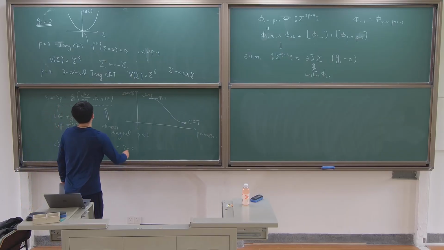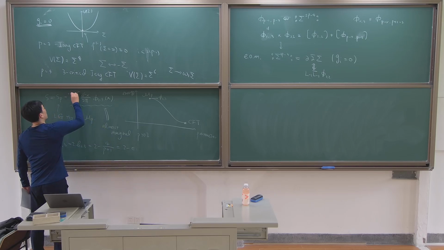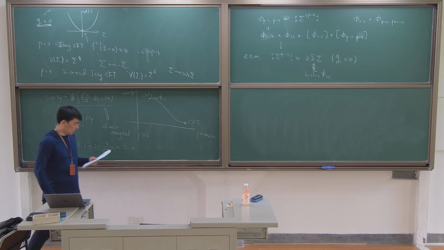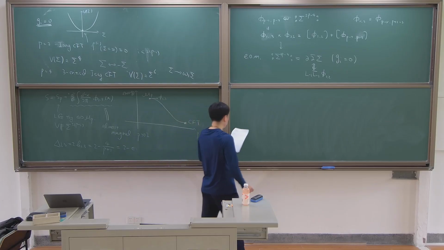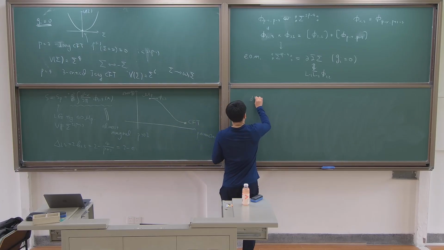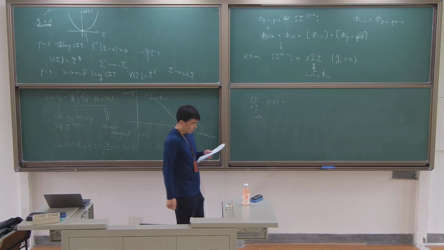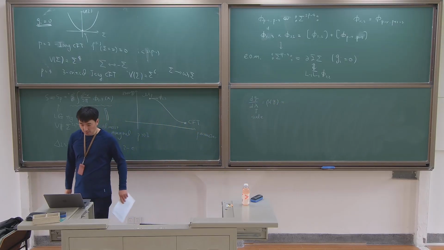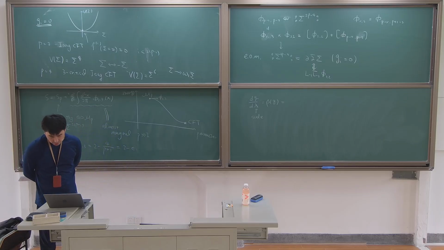And here, this coupling constant g will undergo the renormalization group flow, where dg over d lambda, lambda being the scale. This is the beta function for g. And this beta function can be computed by just perturbation theory.